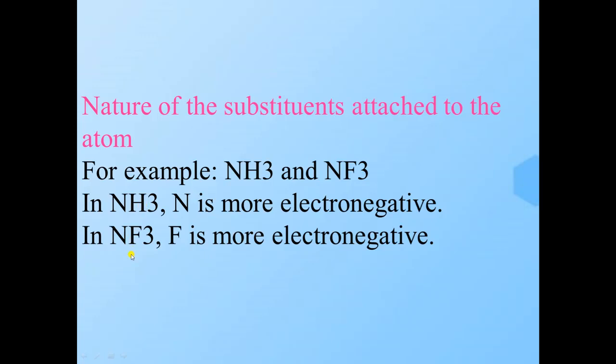But if we take example of NF3, then what will happen? Here fluorine is more electronegative and nitrogen is less electronegative. Here we are doing comparison of which one is more electronegative. So out of these two, fluorine is more electronegative and nitrogen is less electronegative. So fluorine will acquire partial negative charge and nitrogen will acquire partial positive charge. So here fluorine is more electronegative.